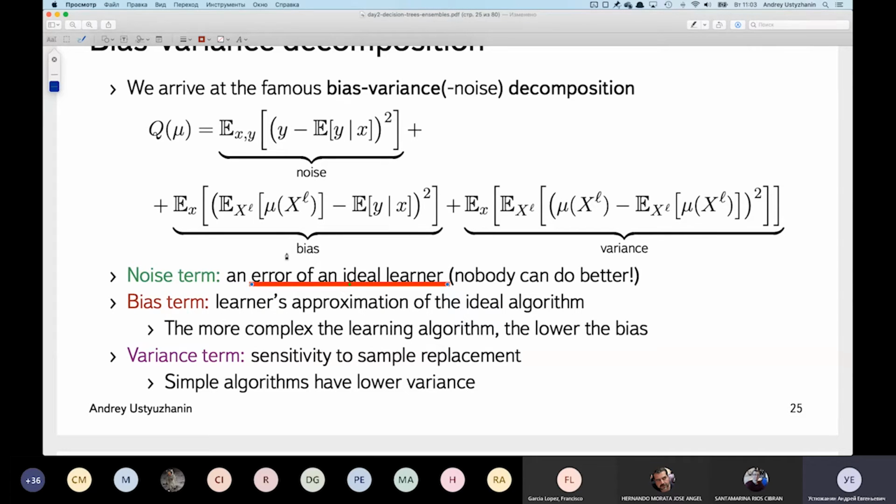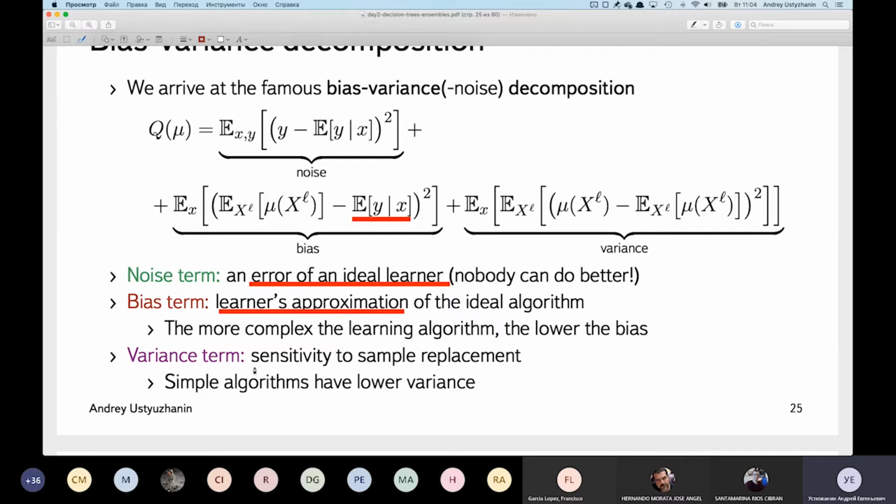Then a bias term. It is the learner's approximation of the ideal algorithm. So it shows us how big the discrepancy is from the model that we built from the ideal learner. The ideal learner is this guy. This is something that we cannot get.